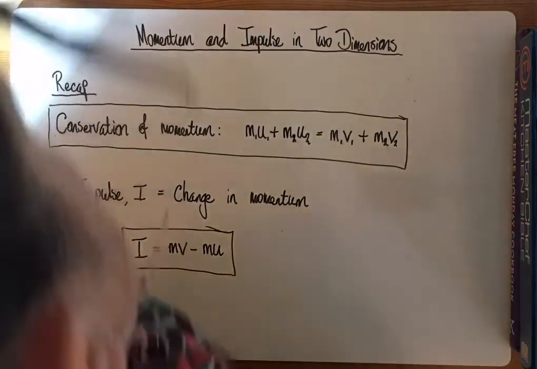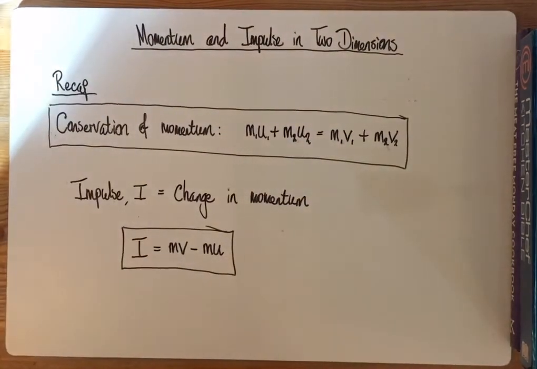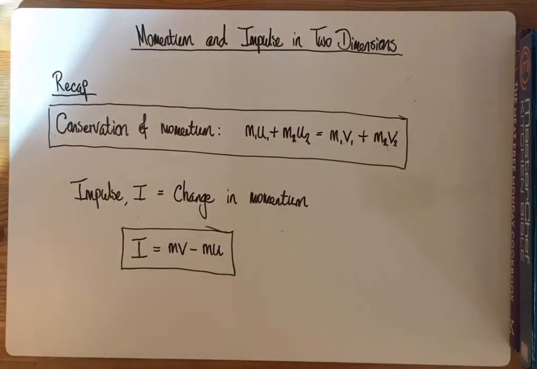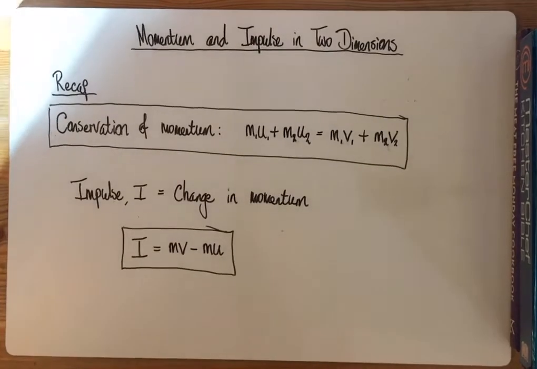Okay, quick recap. Getting us back into mechanics mode as well, I haven't done a lot of pure. So we need to look at momentum and impulse in 2 dimensions, and then we can use that in extending the work that we did last year on collisions, so we can start looking at oblique collisions.